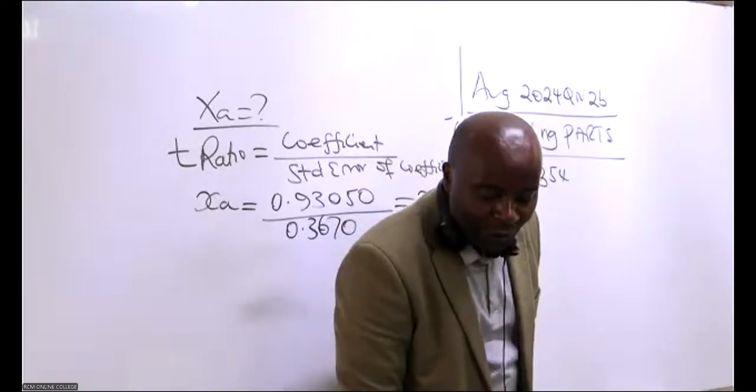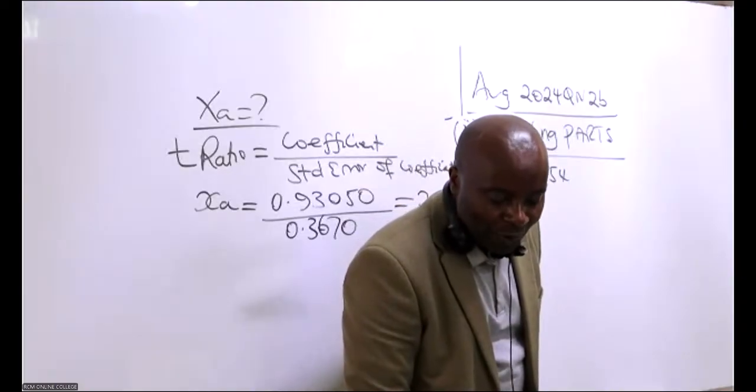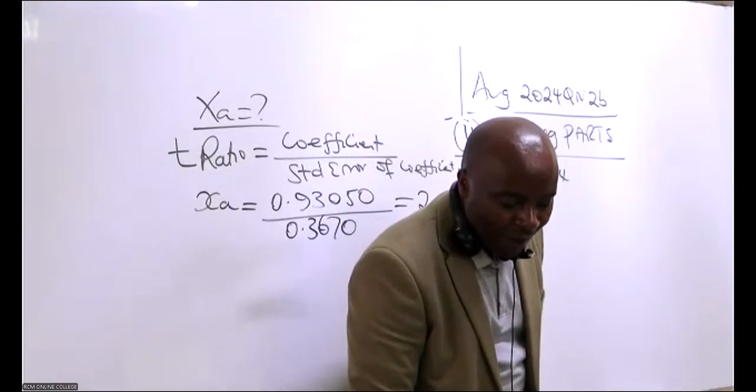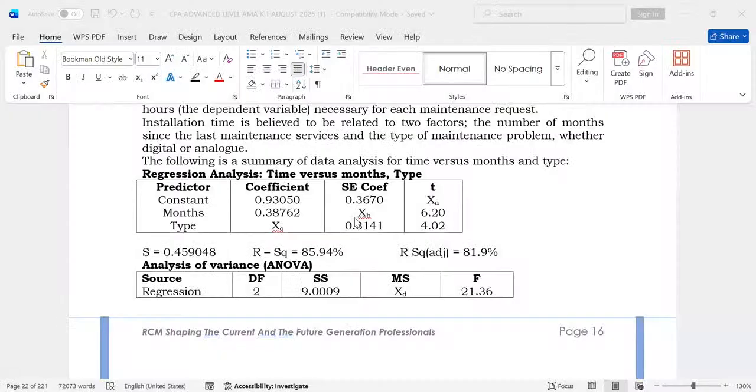The second missing metric, ladies and gentlemen. It is XB, isn't it? And still we're going to use the T ratio formula. Now we are getting XB. My friends, in this row where you are seeing XB, you can see the T ratio is 6.2. And then this is the standard error missing. And then the coefficient is 38,762.